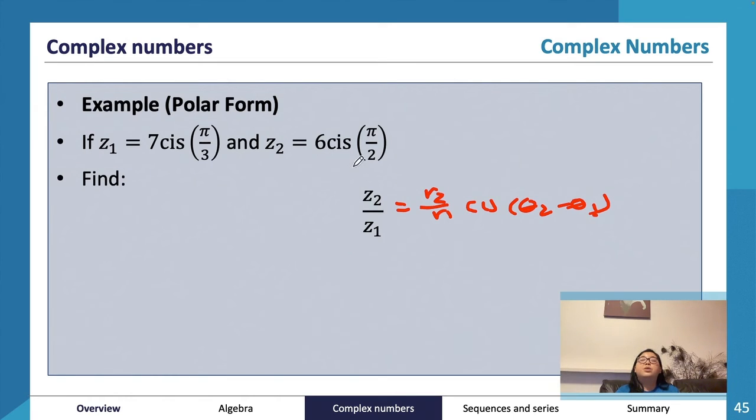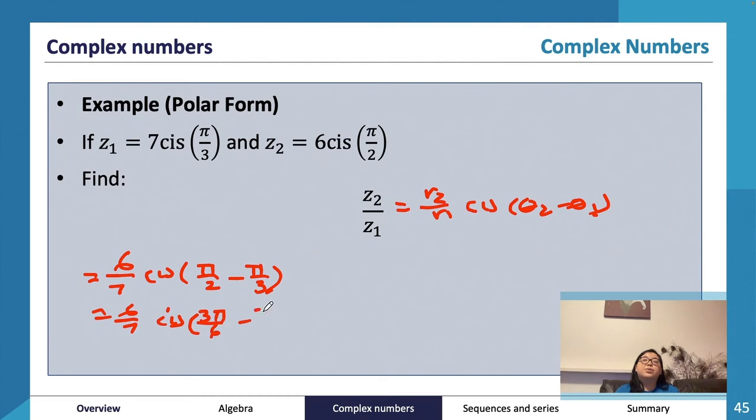But 4 times 5 and 5 times 4 is going to be the same thing. So therefore we can write this out. This is going to be 6 over 7 cis of pi on 2 minus pi on 3, which will give us 6 on 7 cis 3 pi on 6 minus 2 pi on 6, which is going to be equivalent to 6 over 7 cis pi on 6.